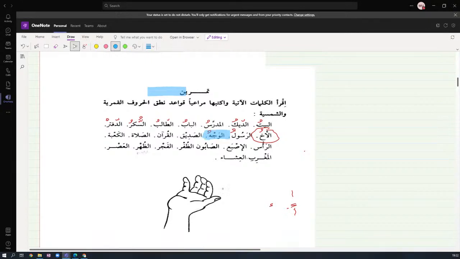الوجه, face. And you all know it. Some of you, if you didn't know it, you know it without knowing it, like the plural is wujuh, as in Surah Ghashiyah, wujuhun yawma'idhin. Wujuh. Next one.